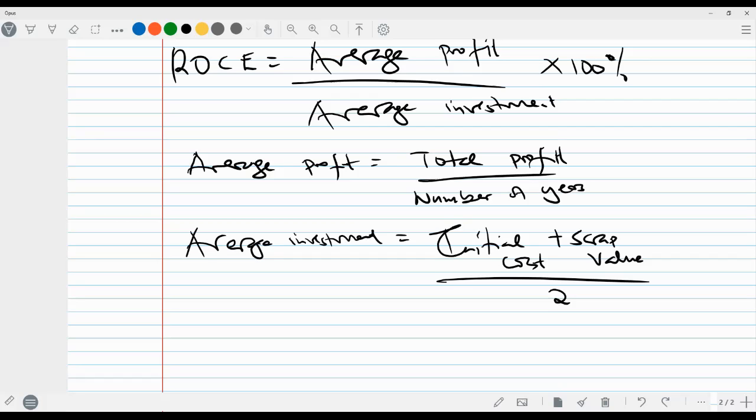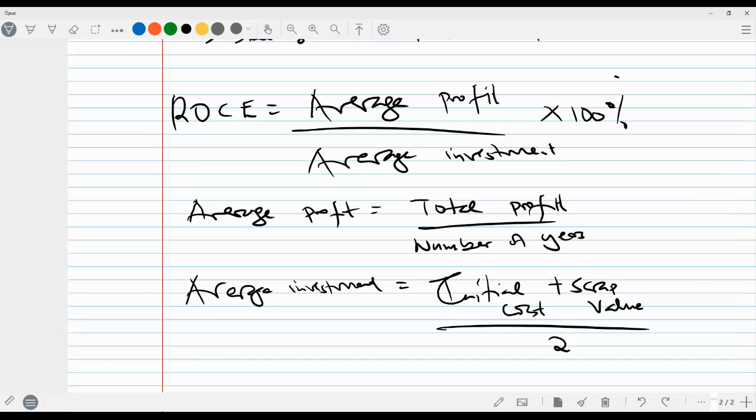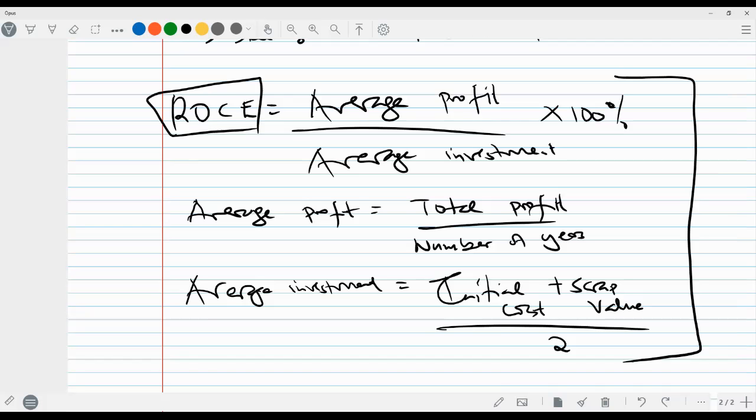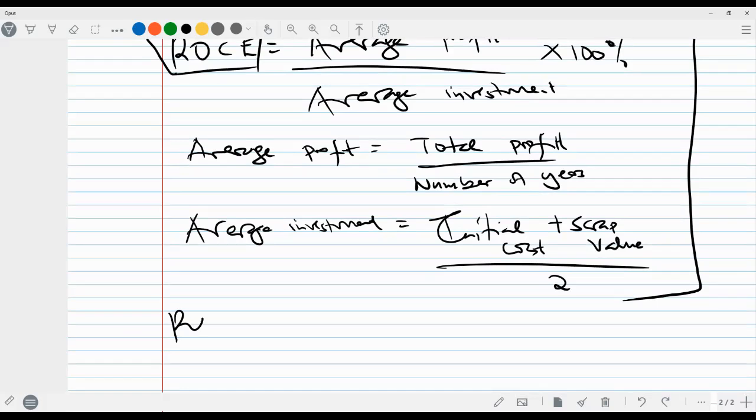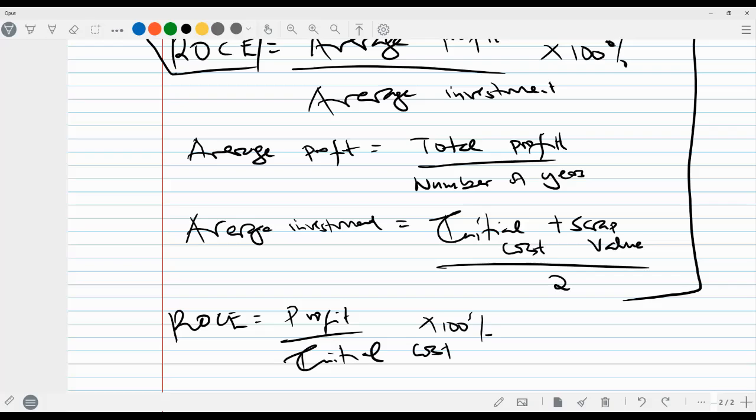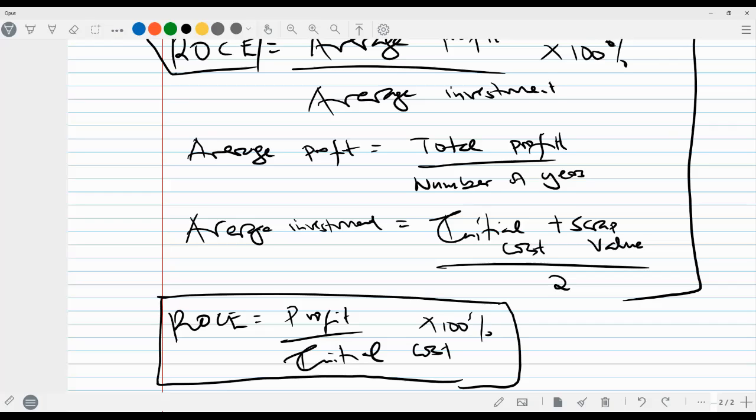Actually, this is the method that your examiner prefers you to use, the average basis. However, there are many derivatives of this formula. For example, return on capital employed can also be given as the profit earned over the life of the investment divided by the initial cost of the investment, expressed as a percent. Rarely is this method used, so most of the time the exam will tell you to use the average method basis.